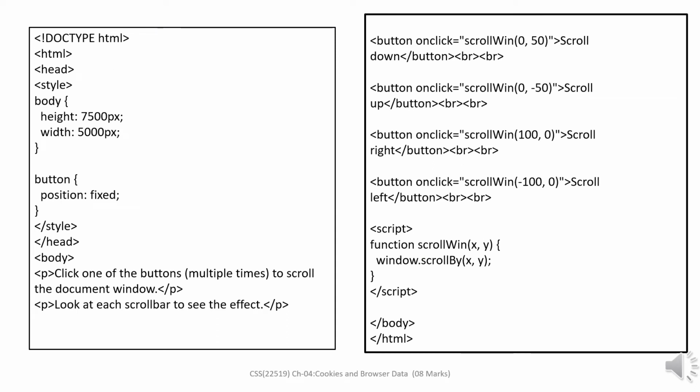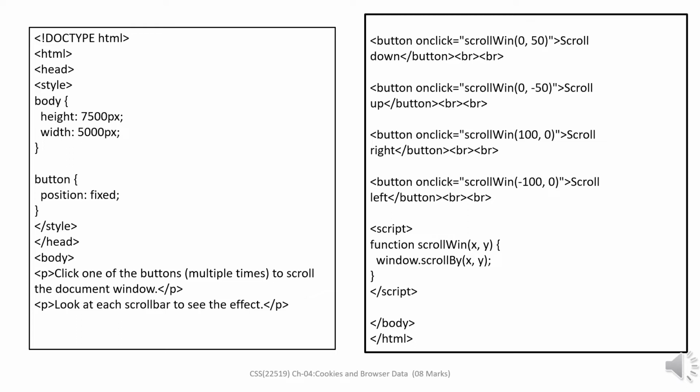Document HTML, HTML tag, head tag, style tag, then body. In the body there is a height equal to 7500px and width equal to 5000px, and end of the rule. Then button position: fixed, then end of the style tag, end of the head. In the body tag, click the button to scroll the document from the window, and in the p tag, look at the scroll bar to see the effects.